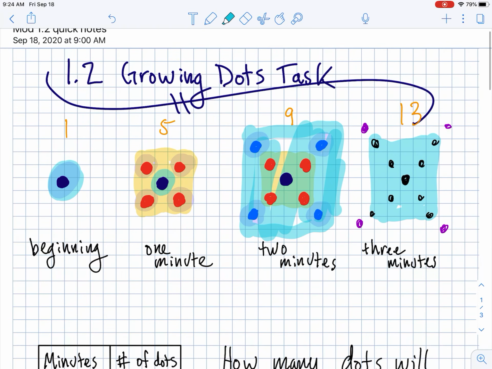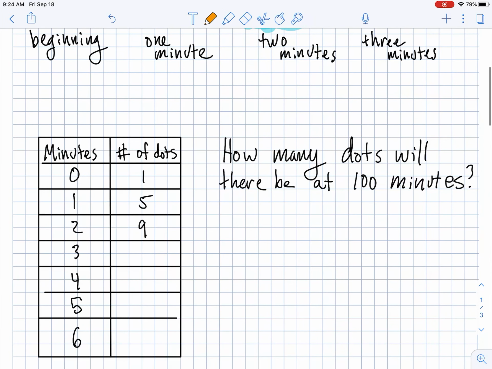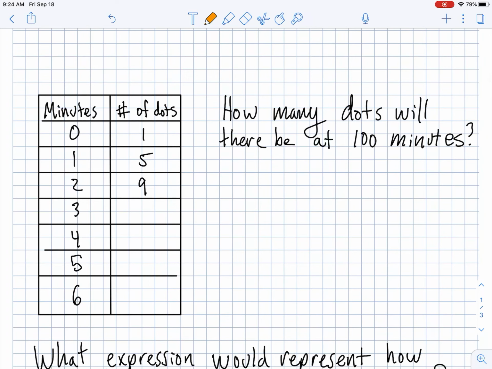So 1, 5, 9, 13. Do you guys see how these numbers are growing? That's right, they're going up by 4. So I think you can actually fill in this table kind of quickly. 1, 5, 9, 13, 17, 21, 25, if I did my math correctly.